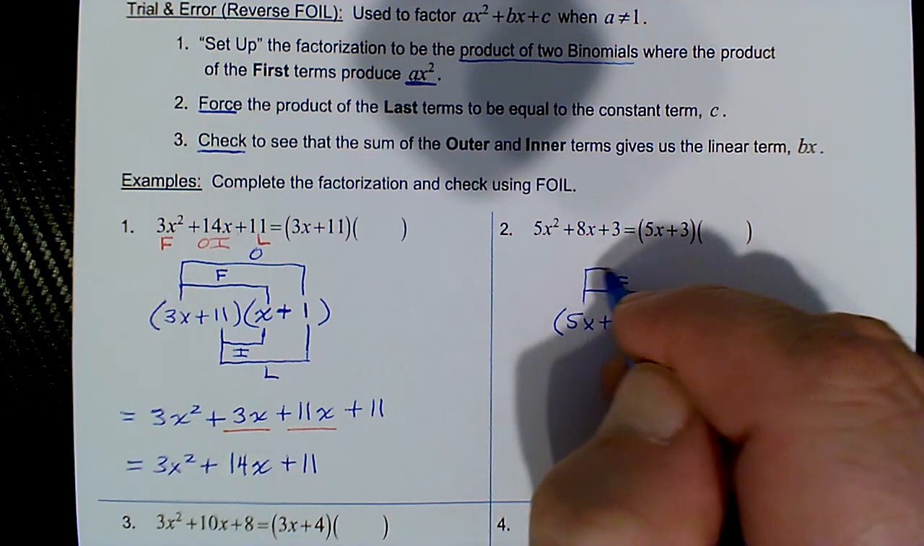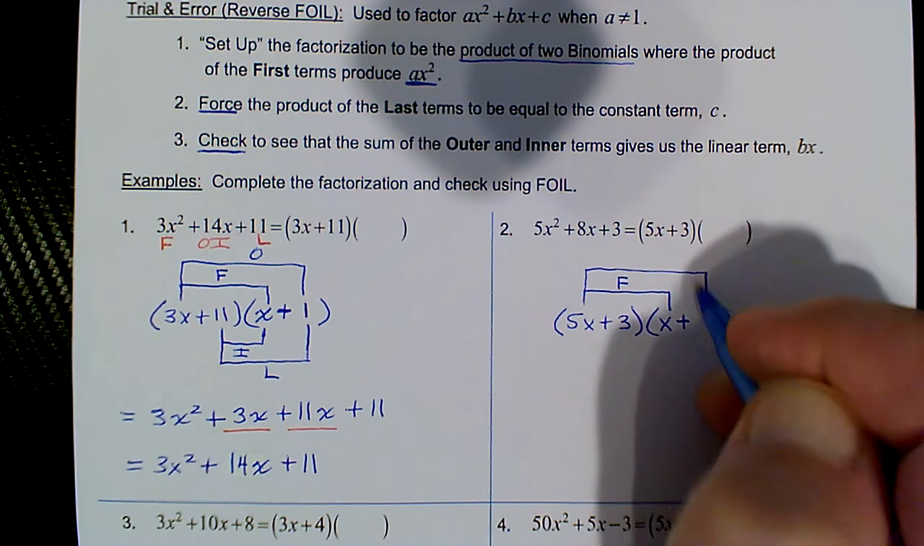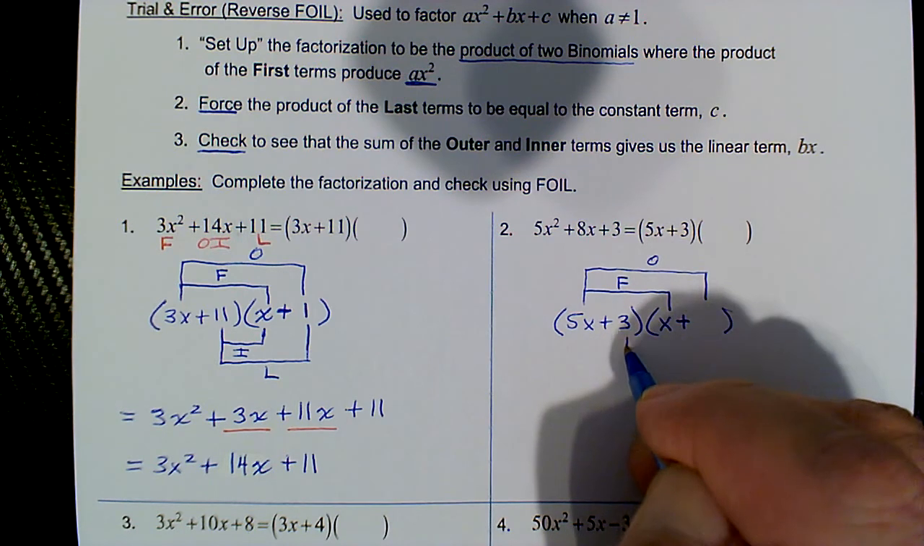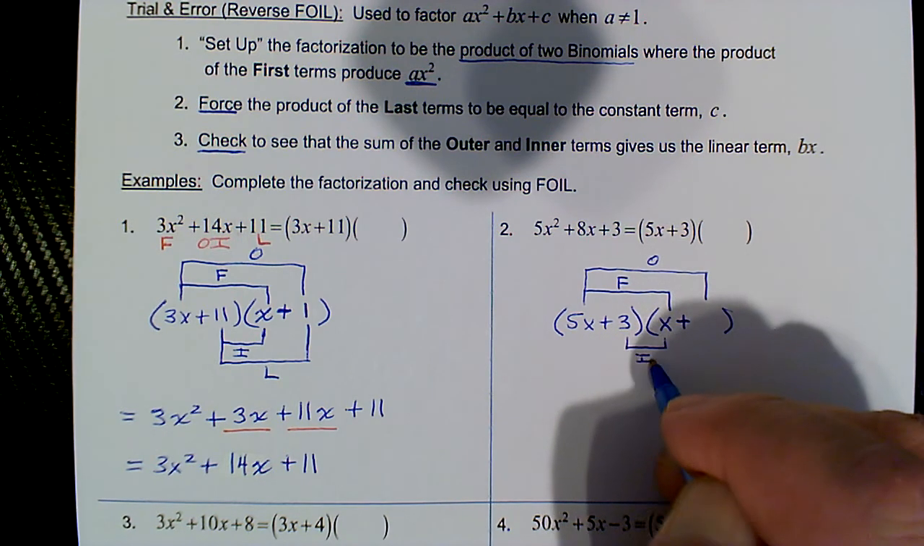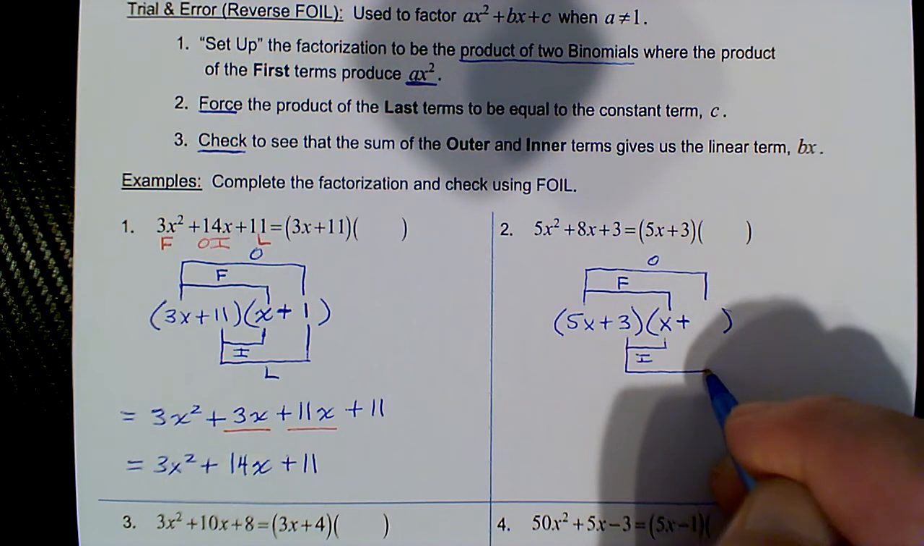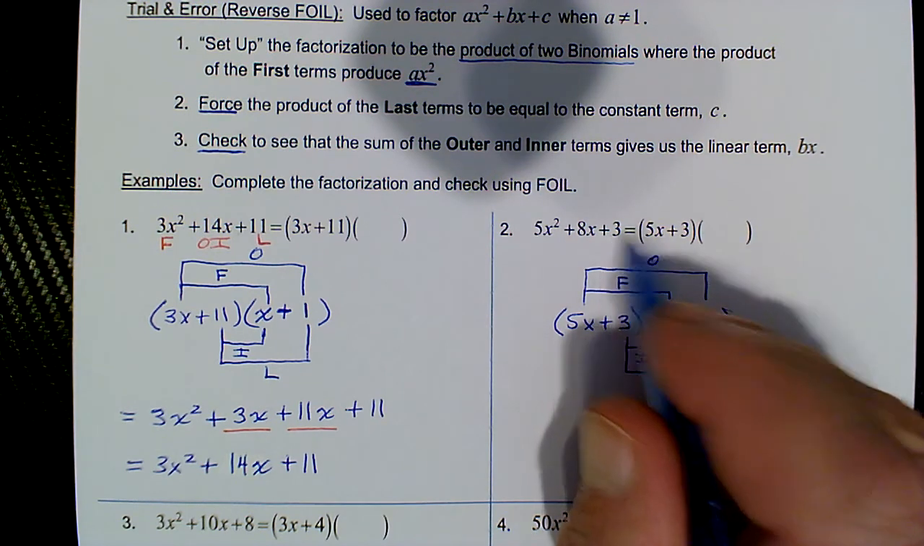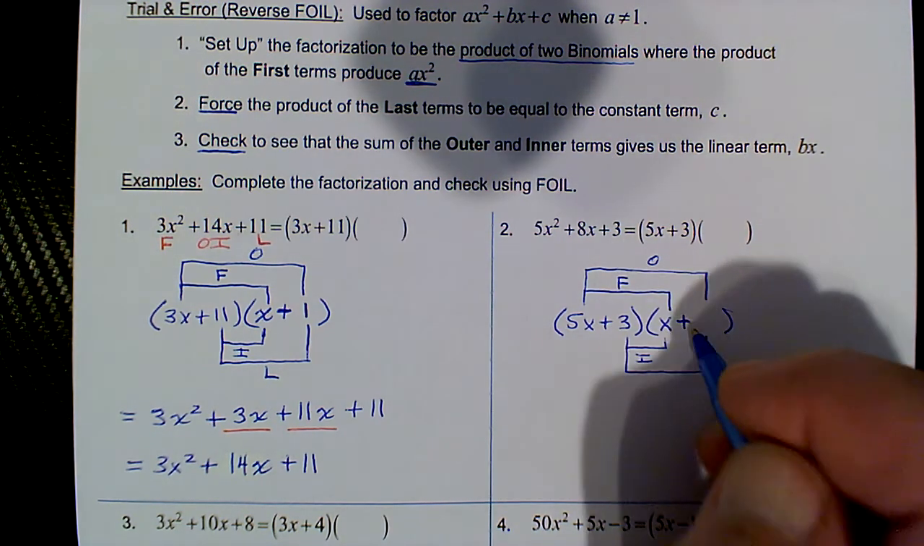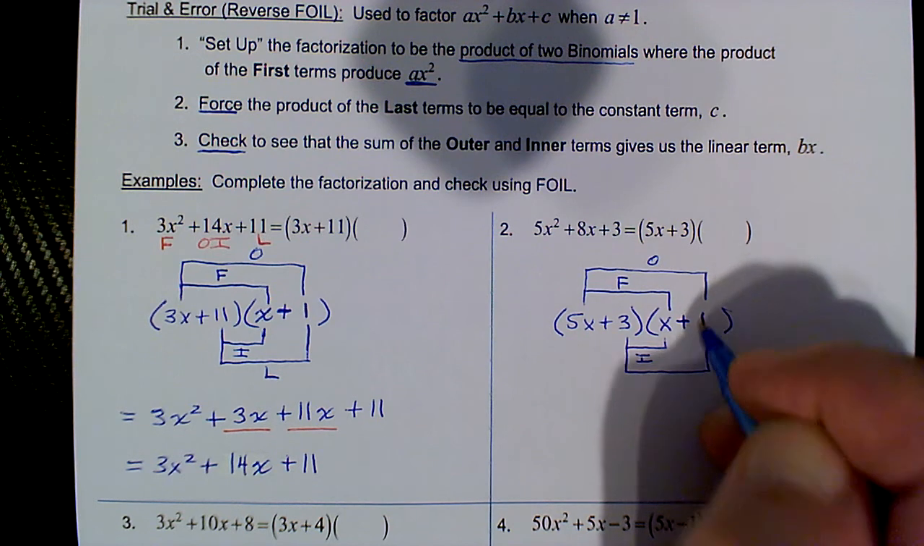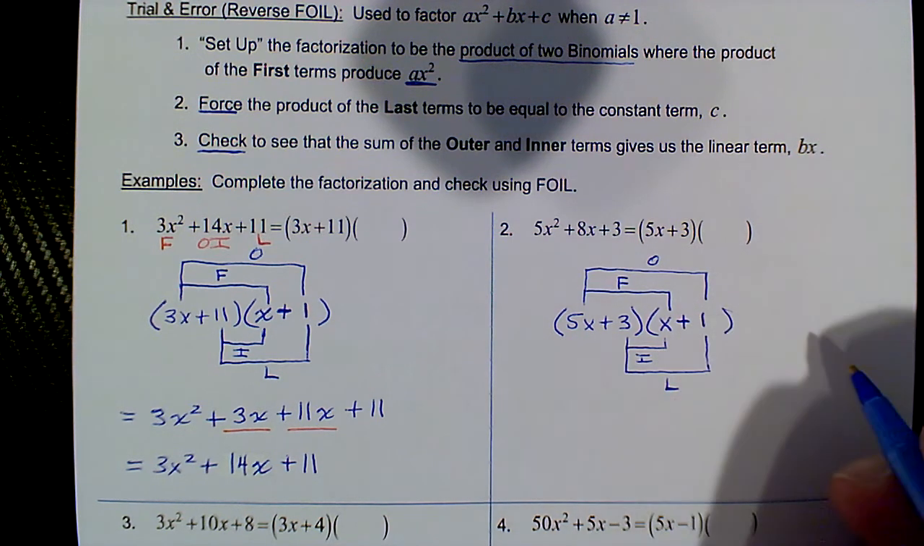Now, we're going to calculate the outers and the inners to check. I'll save that though, but I'll just write them in here. But see, now we want to force the last to give us a product of positive 3. And it looks like we don't have a choice again. It must be a 1. And that would be the last.